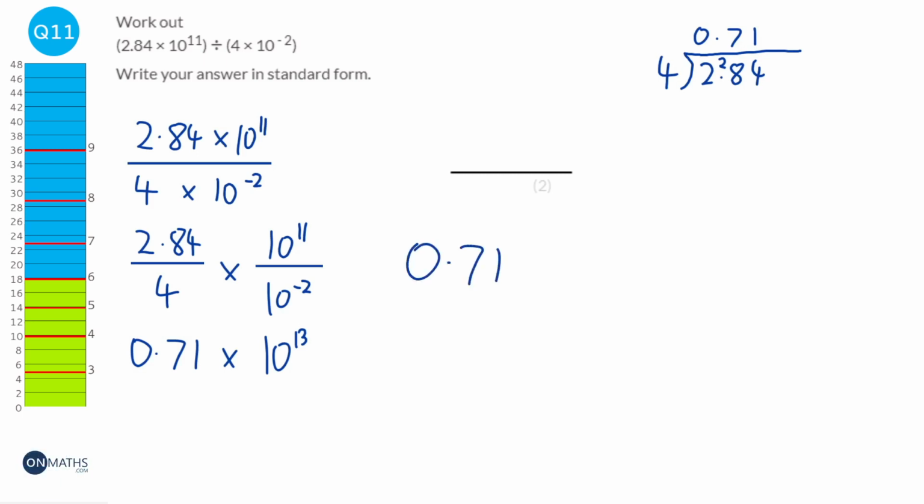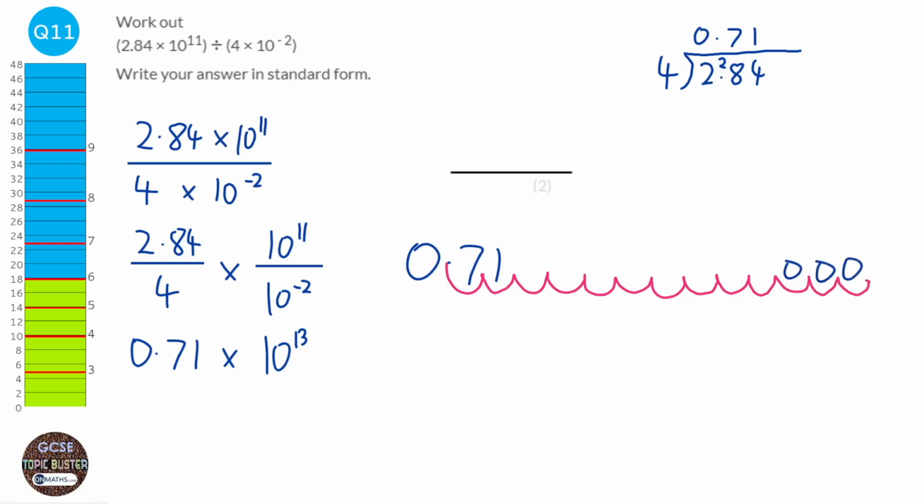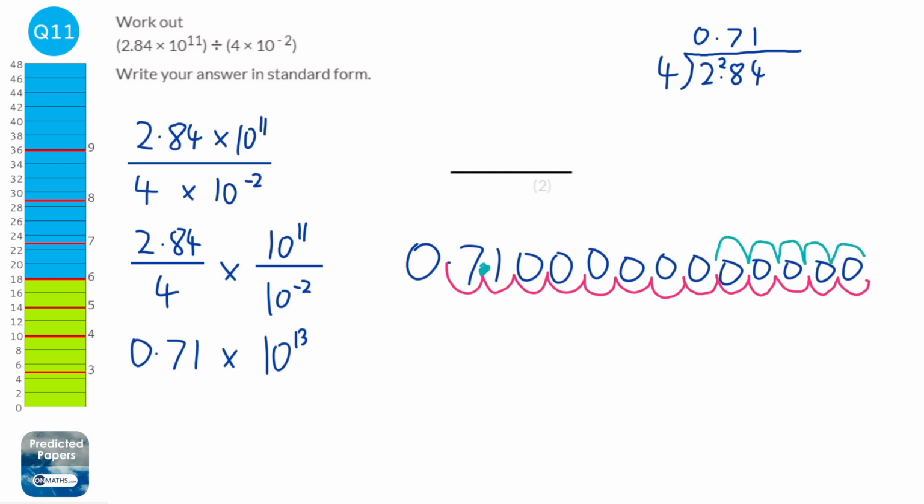So I'm going to write this as an actual number. So it's 10 to the power of 13, so it'd be 1, 2, 3, 4, 5, 6, 7, 8, 9, 10, 11, 12, 13. Fill in the zeros. So it'd be 7, 1 and all those zeros. And then I'm going to put it back into standard form. Now the decimal point will need to be here to make it 7.1. So it'd be 1, 2, 3, 4, 5, 6, 7, 8, 9, 10, 11, 12. So it's going to be 7.1 times 10 to the power of 12.